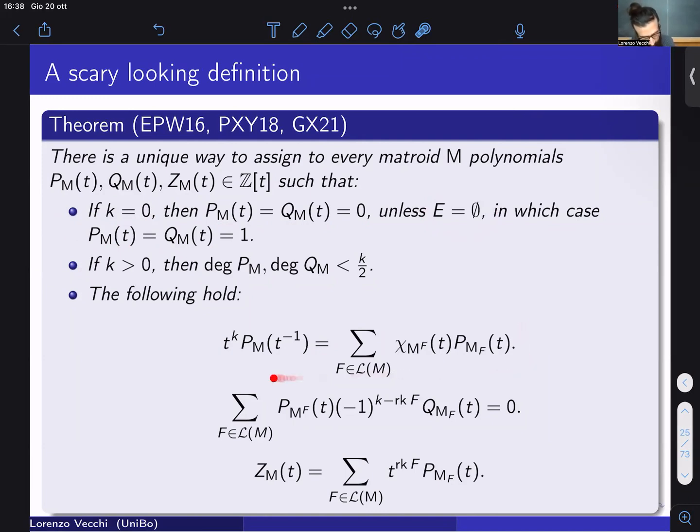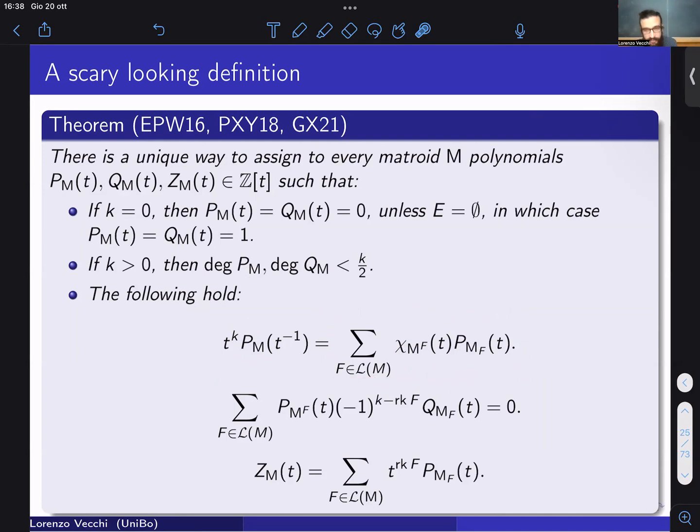And then we go with a recursion. So the definition for P tells us that we look at all the elements in the lattice of flats. We compute the characteristic polynomial for every contraction and the Kazhdan-Lusztig polynomial for all the restrictions. We do this product, we add them up, and what we get is the Kazhdan-Lusztig polynomial of the whole matroid with flipped coefficients. And as you can understand, this computation becomes very daunting as the lattice of flats increases in size.